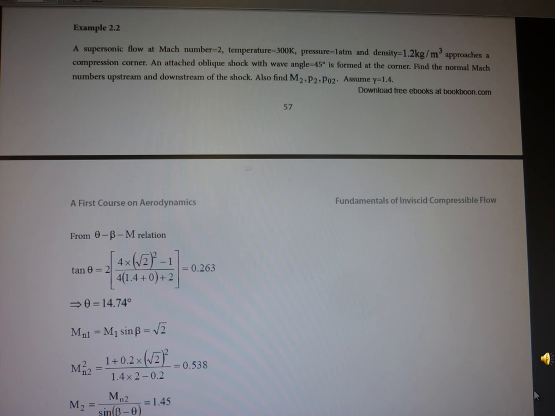So Mn1 is equal to M1 sin beta, which is equal to root 2. So Mn2 squared is equal to 1 plus 0.2 multiplied by root 2 squared, divided by 1.4 multiplied by 2 minus 0.2. So 0.538. So M2 is equal to Mn2 divided by sin of beta minus theta. So you get 1.45. So those relationship equations we can get.